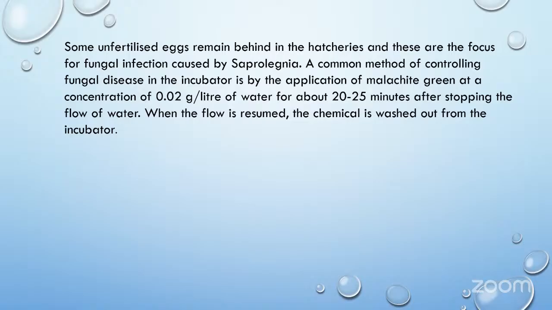Some unfertilized eggs remain behind in the hatcheries, and these are the focus for fungal infection caused by Saprolegnia. A common method of controlling fungal disease in the incubator is by the application of malachite green at a concentration of 0.02 gram per liter of water for about 20 to 25 minutes after stopping the flow of water. When the flow is resumed, the chemical is washed out from the incubator.